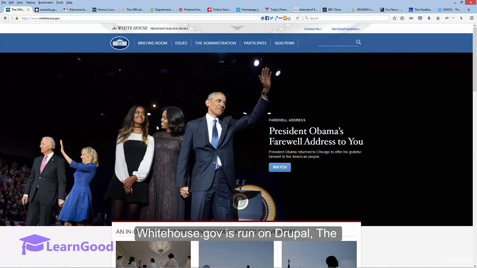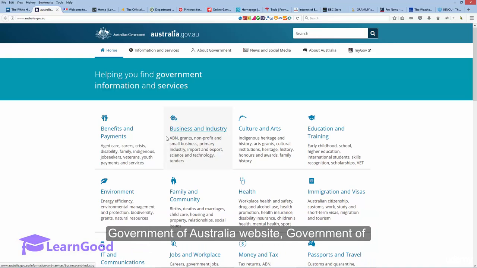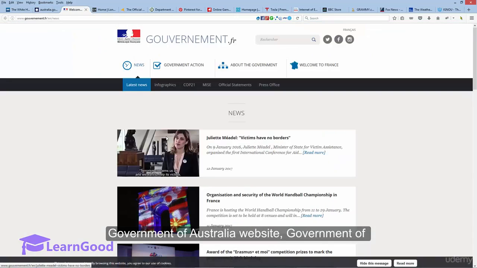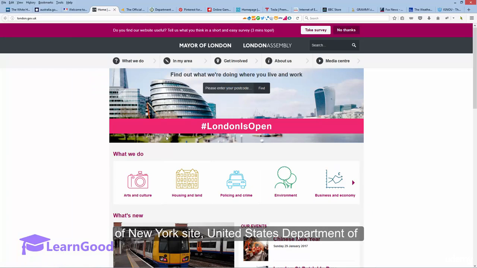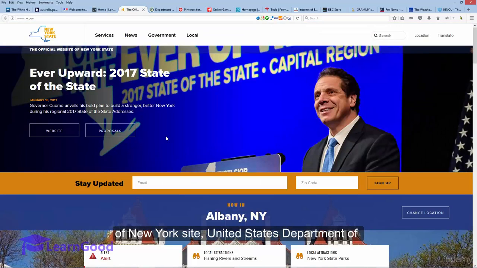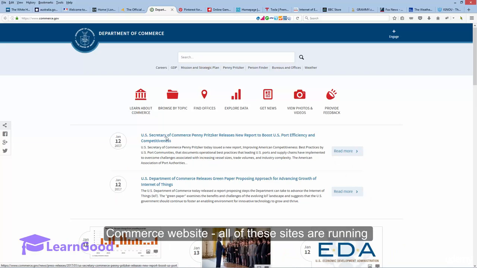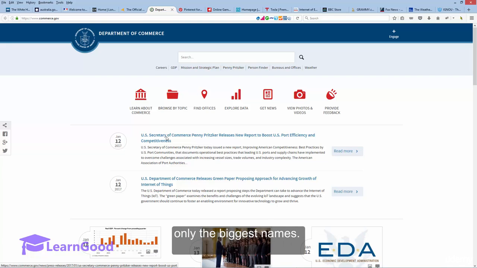Whitehouse.gov is run on Drupal. The Government of Australia website, the Government of France official website, City of London site, State of New York site, United States Department of Commerce website, all of these sites are running on the power of Drupal. You can be assured that they would have picked Drupal for its flexibility, scalability, and security aspects. There are a lot more public sector examples, but I have picked only the biggest names.